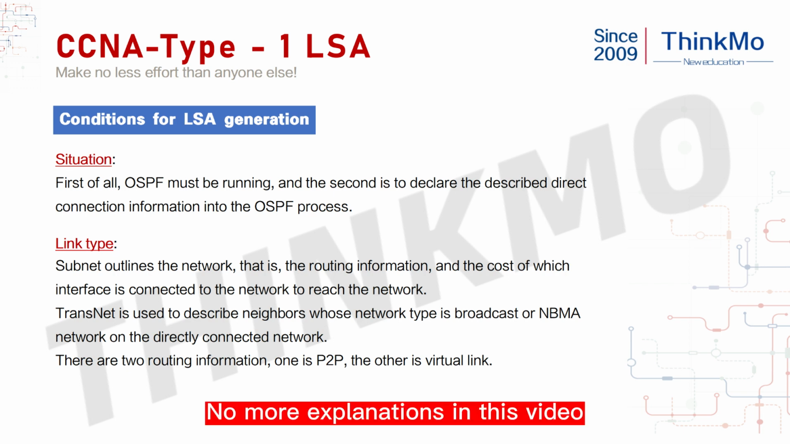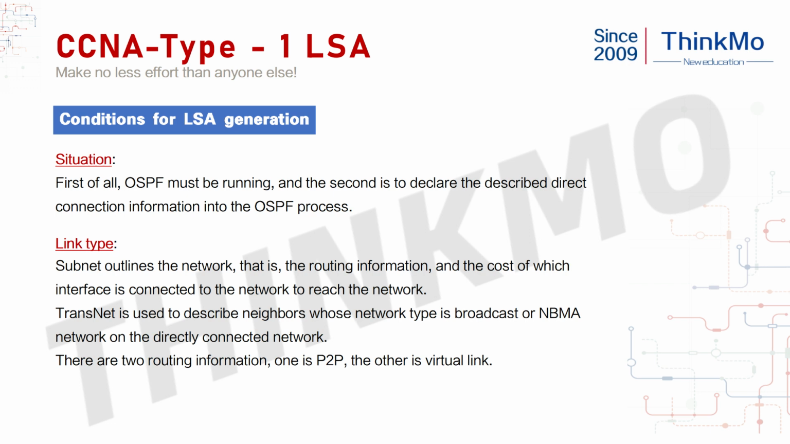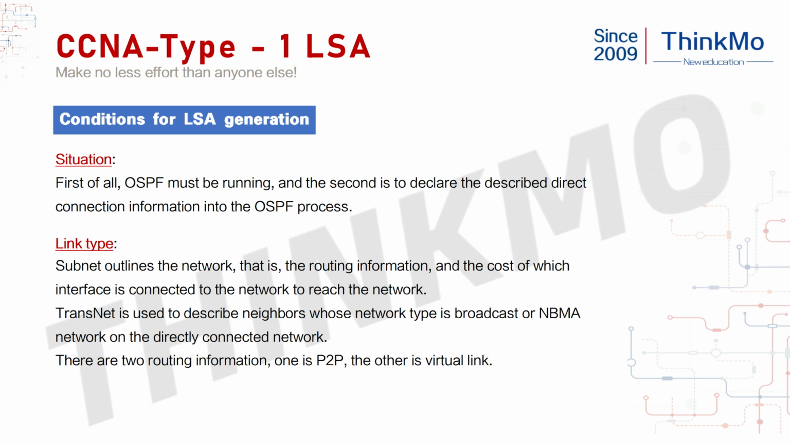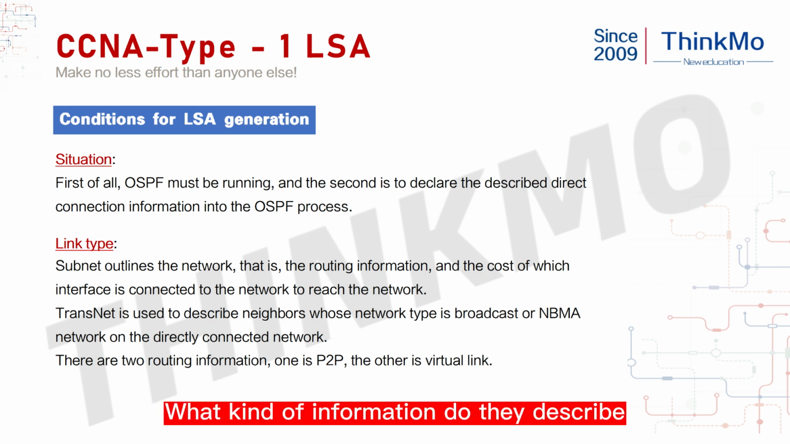No more explanations in this video; I will explain accordingly later. So I leave you with two questions: for the P2P and virtual link types, what kind of information do they describe?